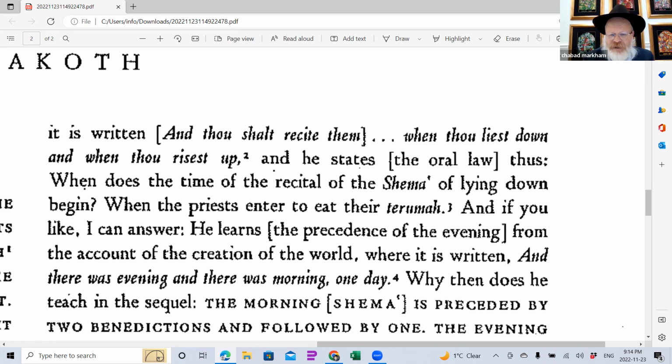He learns the precedence of the evening from the account of the creation of the world, where it is written, and there was an evening, and there was a morning, one day. Right? We know that that's the way Hashem, at the very beginning of Bereshit, it always says, and it was an evening, and it was a morning. So that's why in the rest of the world they always count the day from the morning to the night. By Jews, we always start from nightfall.